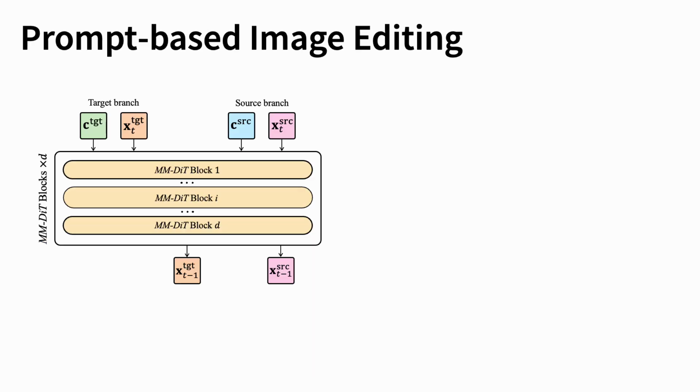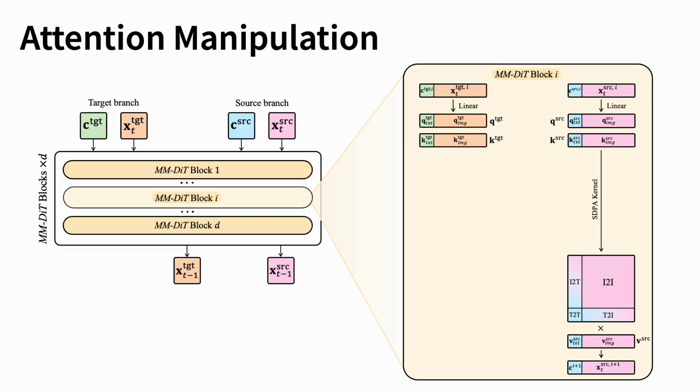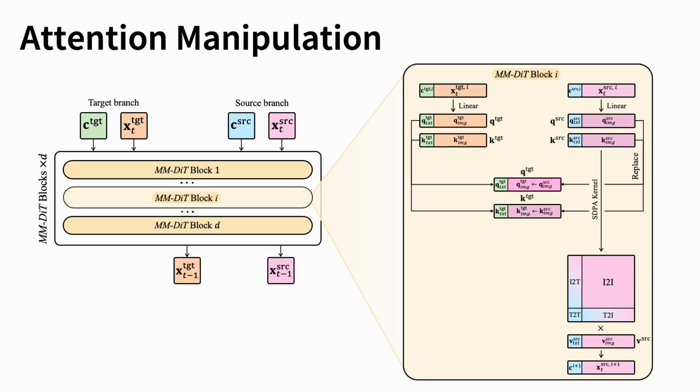We run two parallel branches in the model: a source branch with the original prompt and a target branch with the edited prompt. Now let's dive into our attention manipulation mechanism inside the i-th MMDiT block at the t-th time step. Here, the source branch just does plain old attention with the SDPA kernel. However, for the target branch, instead of letting it generate its own image structure, we replace its image query and key projections with their counterparts from the source branch. This is the core of our method.